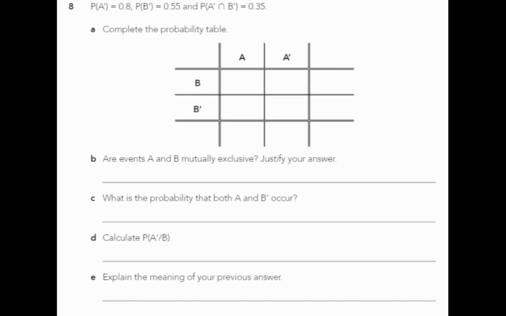So this is question 8 on page 57. Okay, so we've been given some information at the top and we've set out with a table, which is often quite easy. Sometimes easier than just using formula sometimes as well.